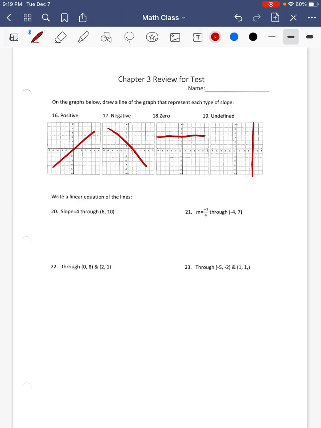All right, our last problems are our most challenging ones, so I will give you a good tip. These should be y equals mx plus b equations by the time you're done. And for number 22 and 23, you will also need your y2 minus y1 over x2 minus x1 to use. So in number 20, your m is 4, your x is 6, and your y is 10. You're going to plug all of these in the y equals mx plus b equation.